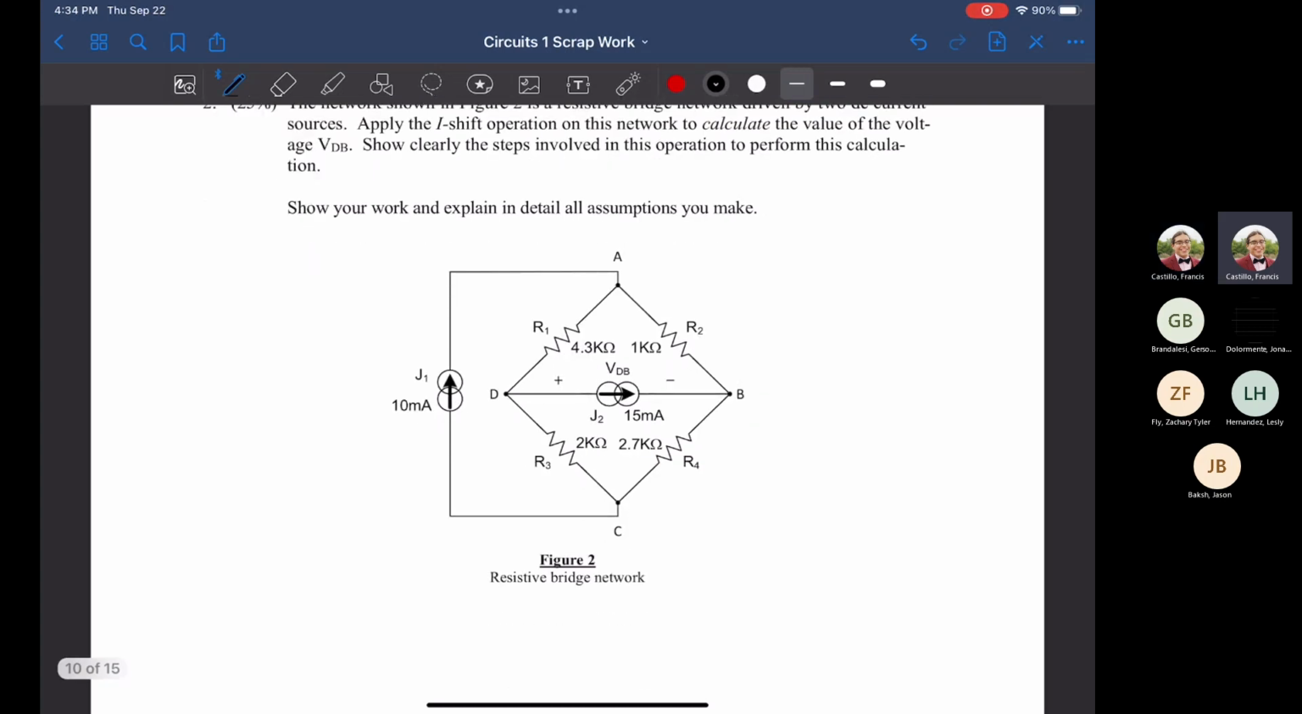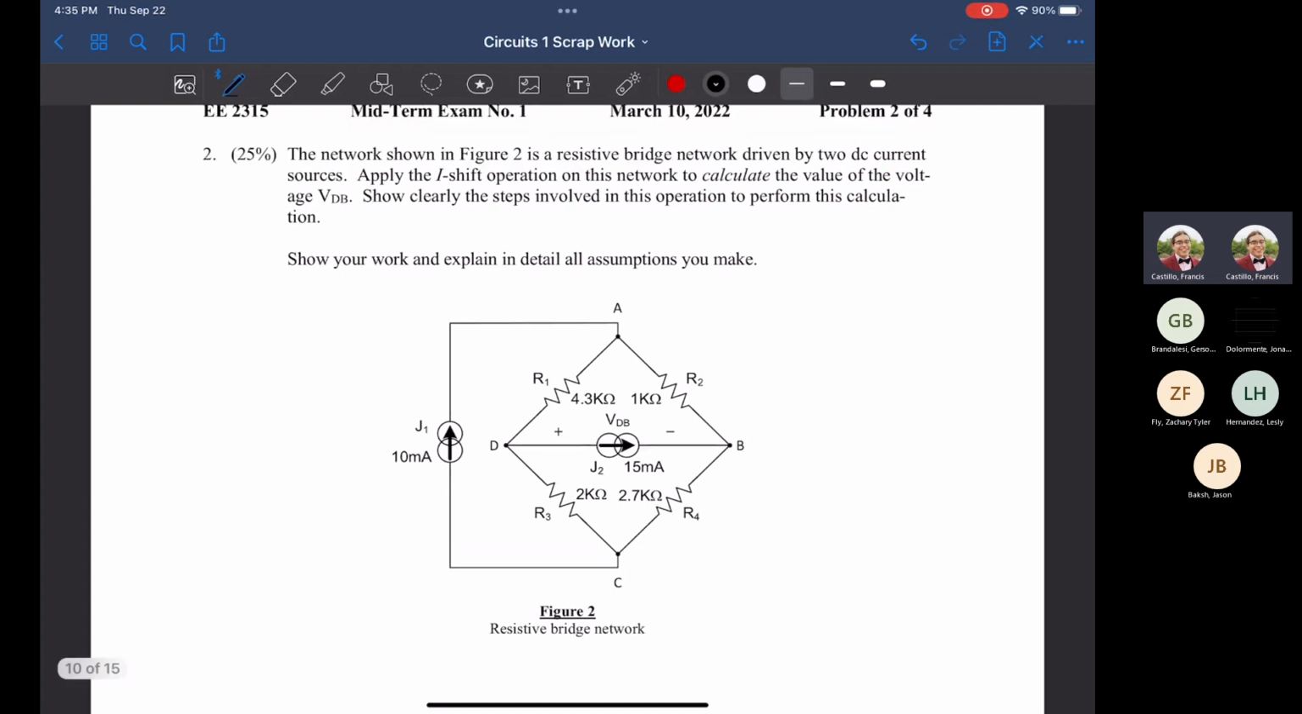So the first thing I want to figure out is what exactly does it mean when it says I shift. All it's just asking us is, hey, there's a current source here. Shift it around somehow. Figure out how you would do that to find the voltage across D, B. So essentially saying find the voltage source as if you were trying to do a source transformation.